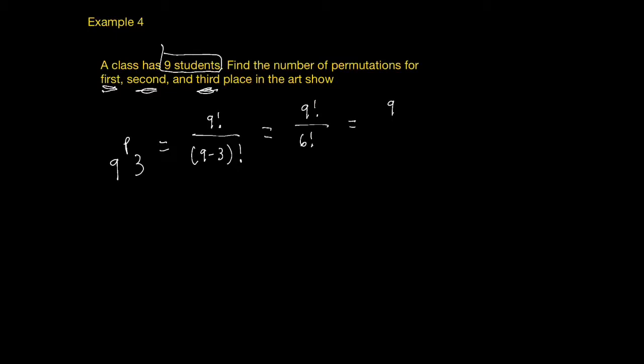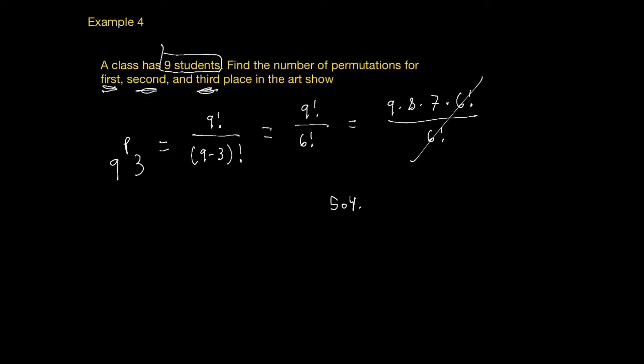Let's simplify this. 9 times 8 times 7. We're going to expand up to 6 factorial so it cancels out with the denominator. And now we have 9 times 8 times 7. And that gives us a total of 504.